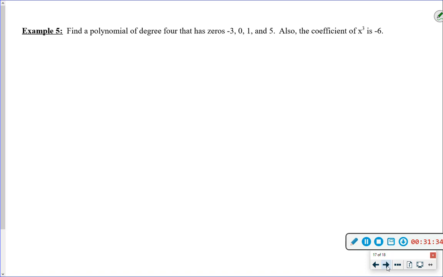Oh, coefficient of x cubed -6. Well, that's fun news. I'm just going to save that for the end. Let's get our 4 factors written out. Now, if my 0 is -3, the factor would be x plus 3, because if I solve that, I subtract 3, I get -3. Okay, 0. I'm not writing x minus 0, because what's really x minus 0? Just x. Okay, 1. X minus 1, because if I solve that, I add 1, and then to get 5.